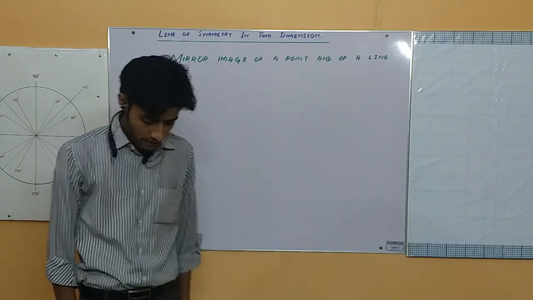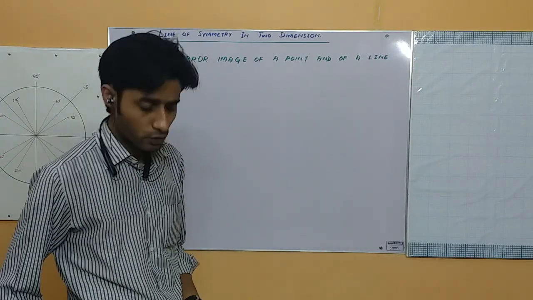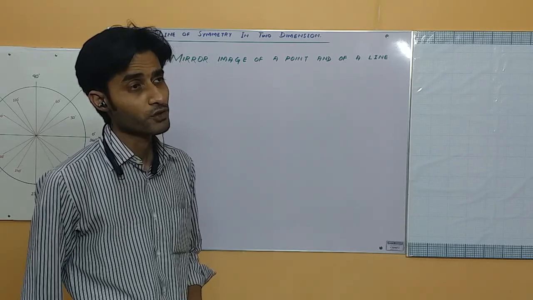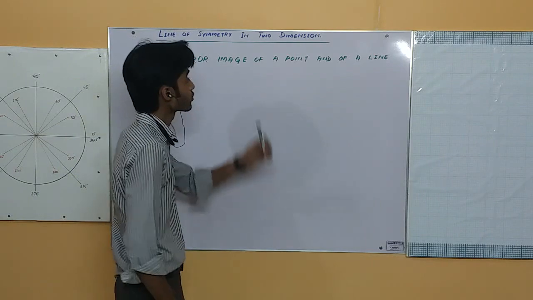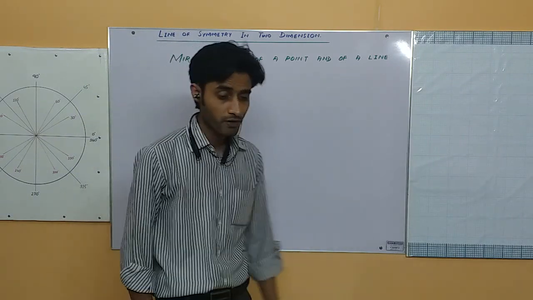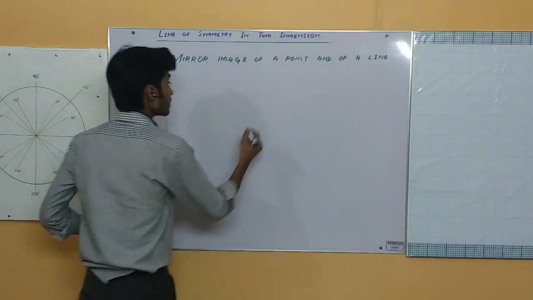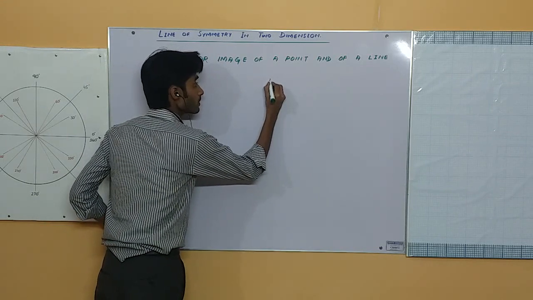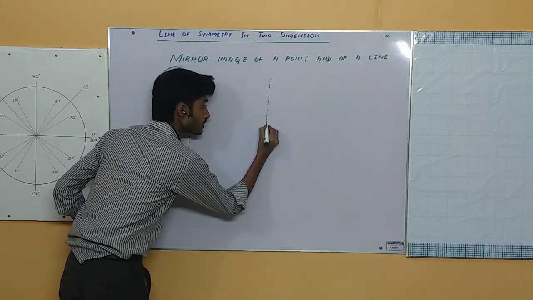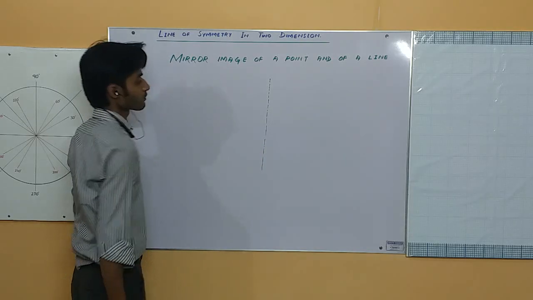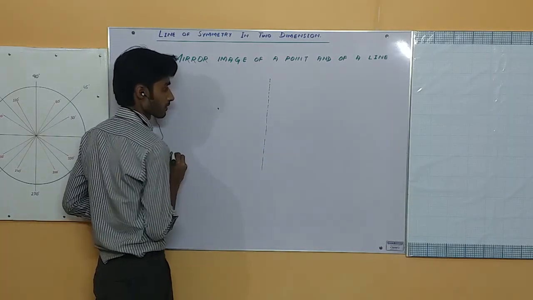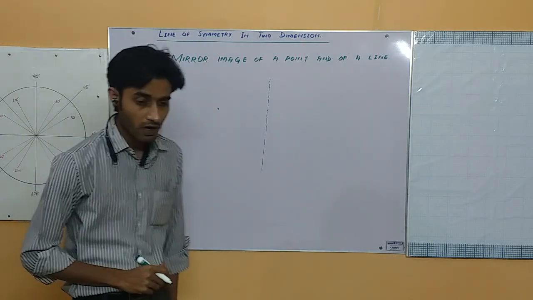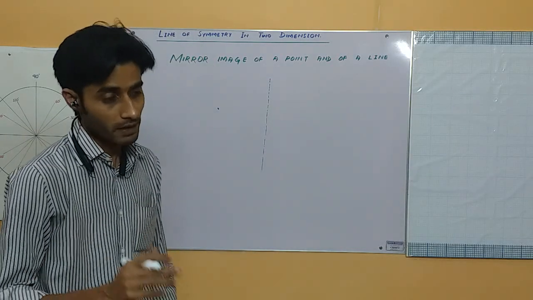Okay, so far we have discussed symmetrical shapes and axis of symmetry, how to draw axis of symmetry of a two-dimensional shape. Now we are going to discuss mirror image of a point and of a line. For instance, let's suppose this is a line of symmetry here, okay? And then there is a point here. I want you to draw a mirror image of this point.